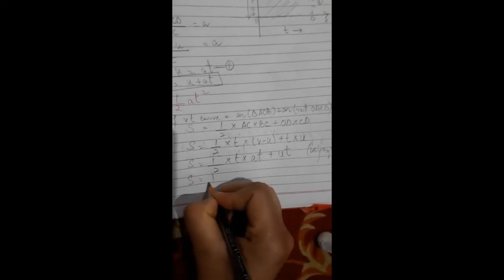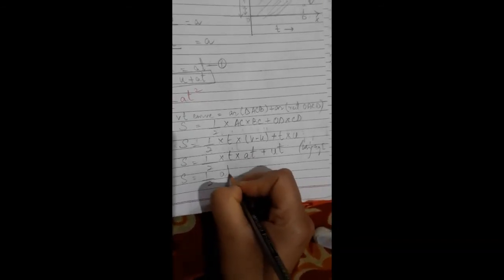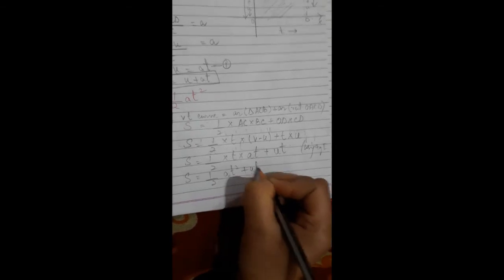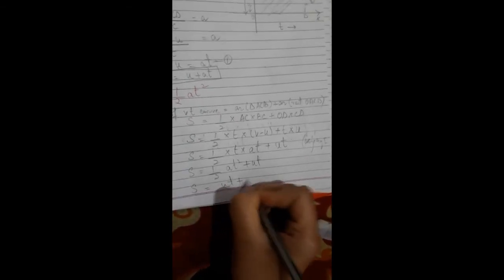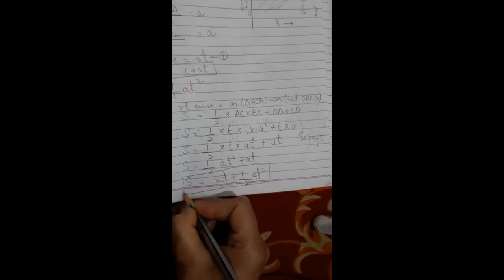So S is 1/2, T into T is T square, so 1/2 AT square plus UT. You can write it like this also: first UT, then plus 1/2 of AT square, and this is your second equation of motion.